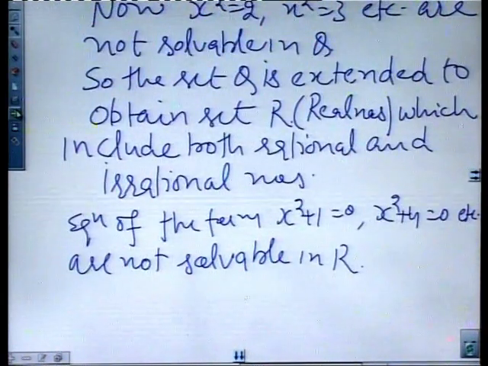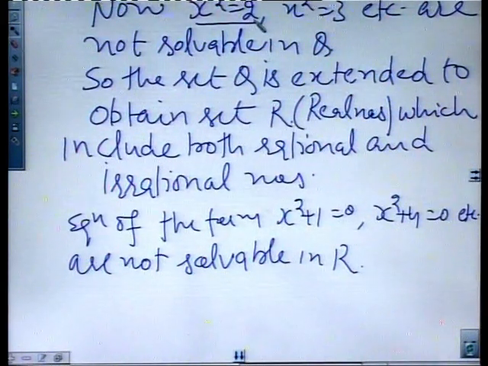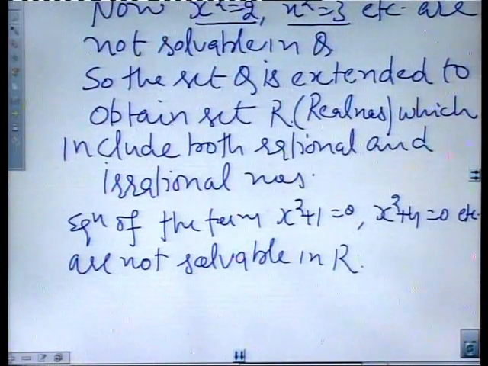Now next, comes equations of the type x square equal to 2 or x square equal to 3 and many of similar types. Now these equations are not solvable in Q.